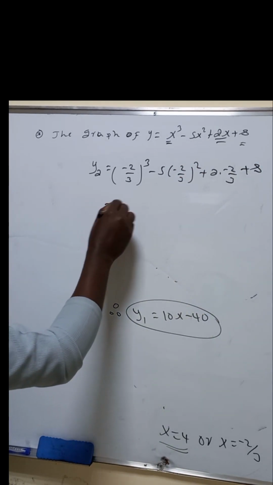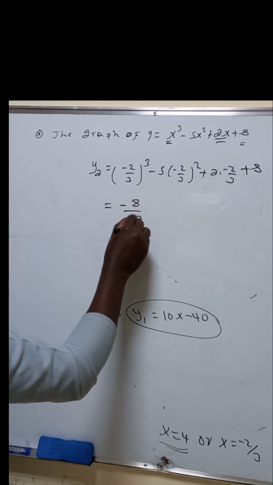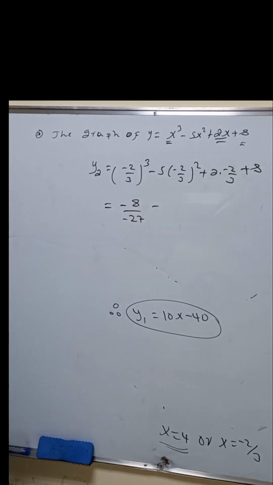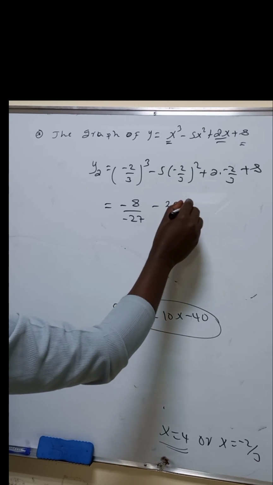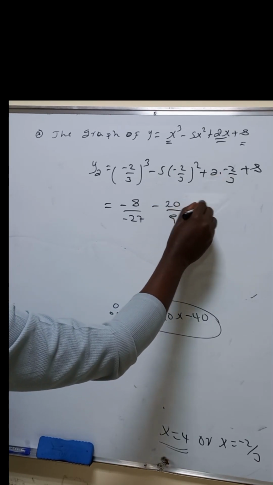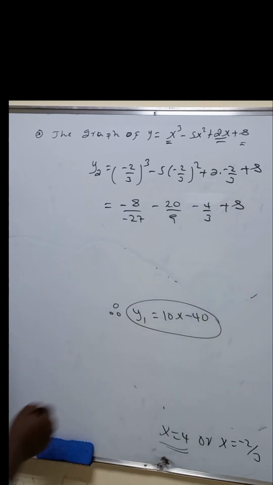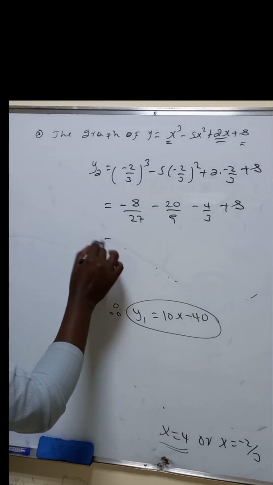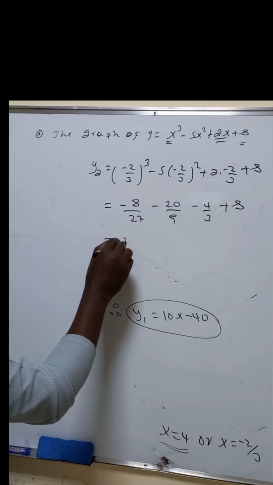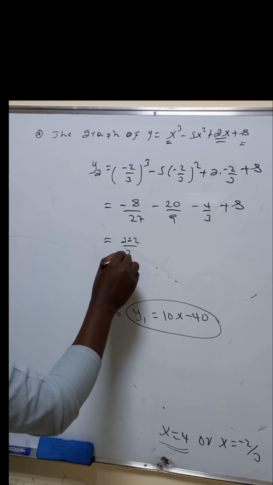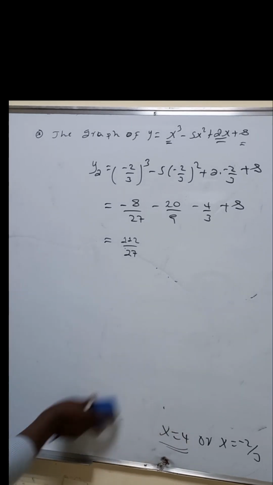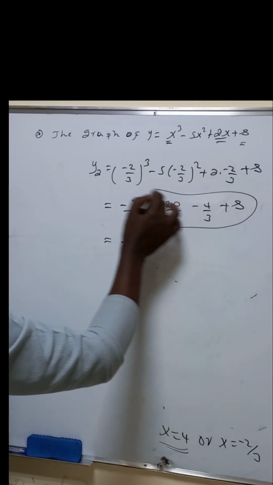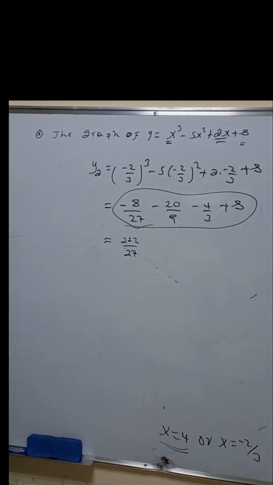Then this is negative 8 over 27, minus 20 over 9, minus 4 over 3, plus 8. When we add all these values, the result is 112 over 27. So if this is the y value, the result for this problem is 112 over 27.